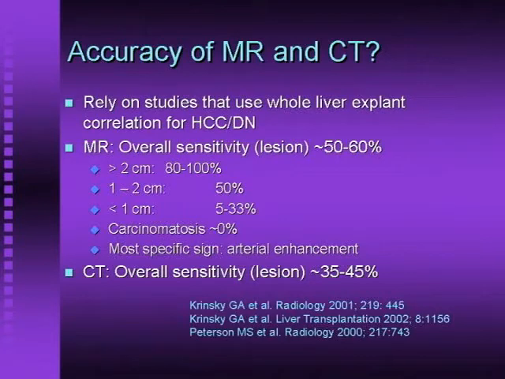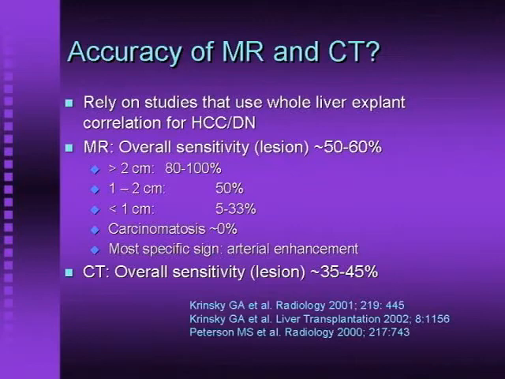How good are we overall at diagnosing hepatomas in these patients, both with MR as well as CT? The results are actually surprisingly poor, particularly if you focus on the data that uses whole liver explants, which is really the data set that you want to be paying attention to. In these studies, some of which I've cited here, the overall sensitivity for MR on a lesion-by-lesion basis is only about 50 to 60%, and it's really size dependent.